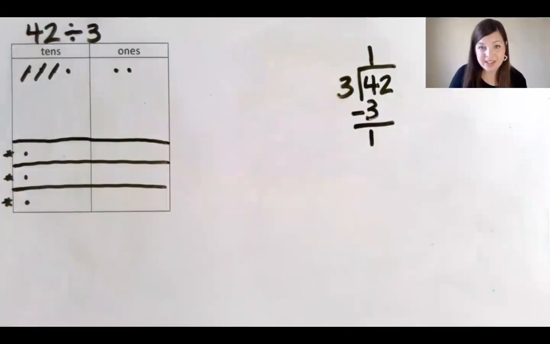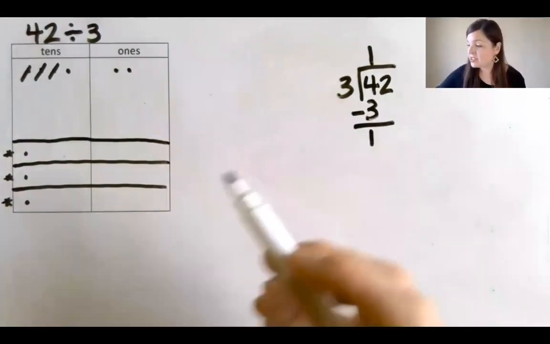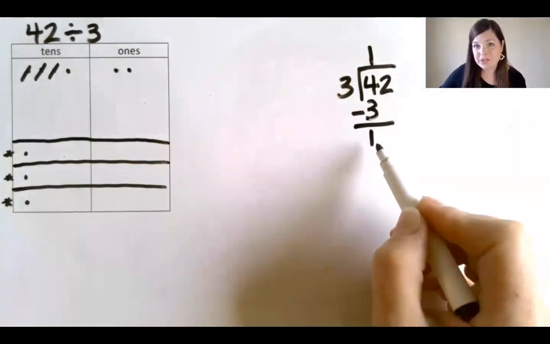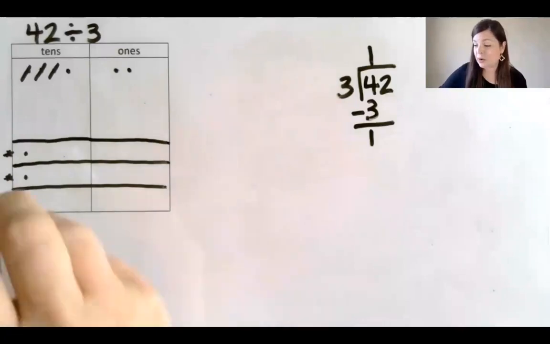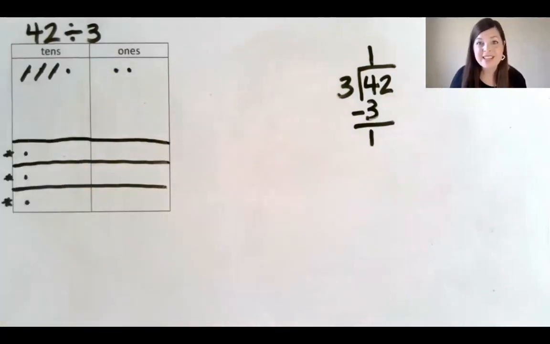Now, should we stop dividing and say that our quotient is 1 ten and our remainder is 1 ten? Why or why not? Pause the video to explain what you're thinking. No, we shouldn't stop dividing because we can rename this 1 ten as 10 ones and then continue dividing. So let's show that with our discs.